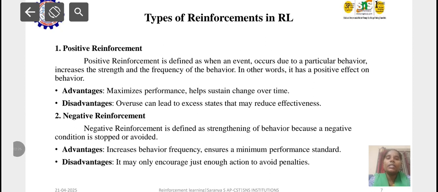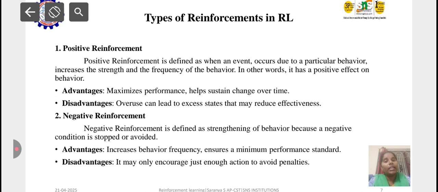The next topic is types of reinforcement learning. There are two types of reinforcement learning. The first one is positive reinforcement and the second one is negative reinforcement. Positive reinforcement is defined as when an event occurs due to a particular behavior and increases the strength and the frequency of the behavior. In other words, it has a positive effect on the behavior.